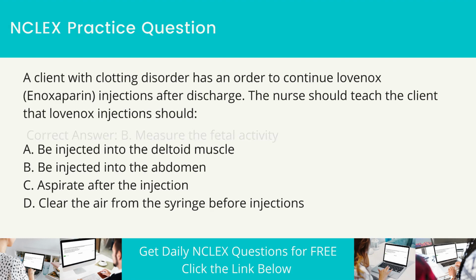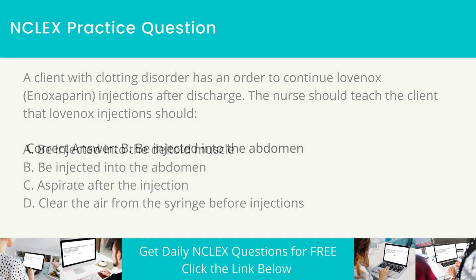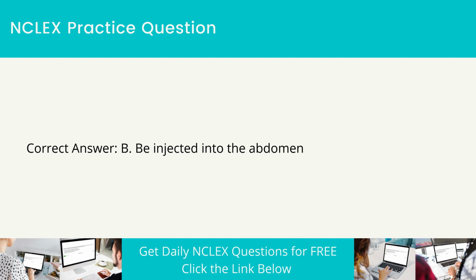A client with clotting disorder has an order to continue Lovenox, Enoxaparin, injections after discharge. The nurse should teach the client that Lovenox injections should be injected into the deltoid muscle, be injected into the abdomen, aspirate after the injection, clear the air from the syringe before injections. The correct answer is be injected into the abdomen. The method of administration is subcutaneous.